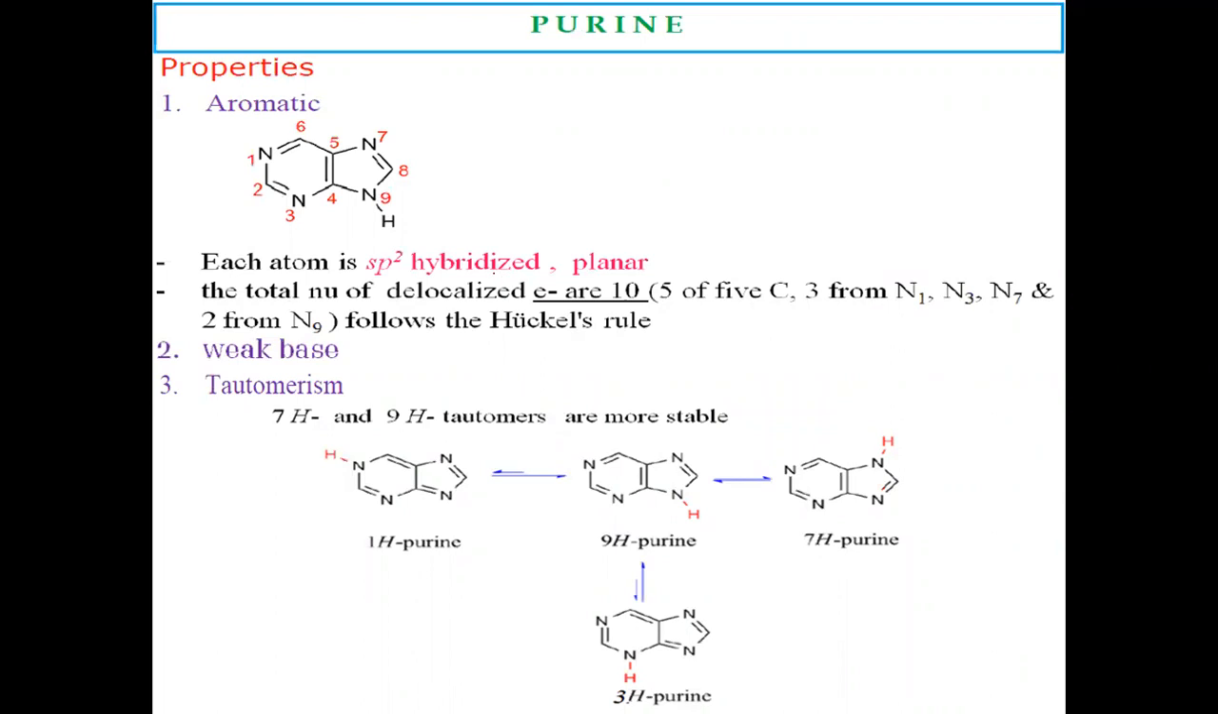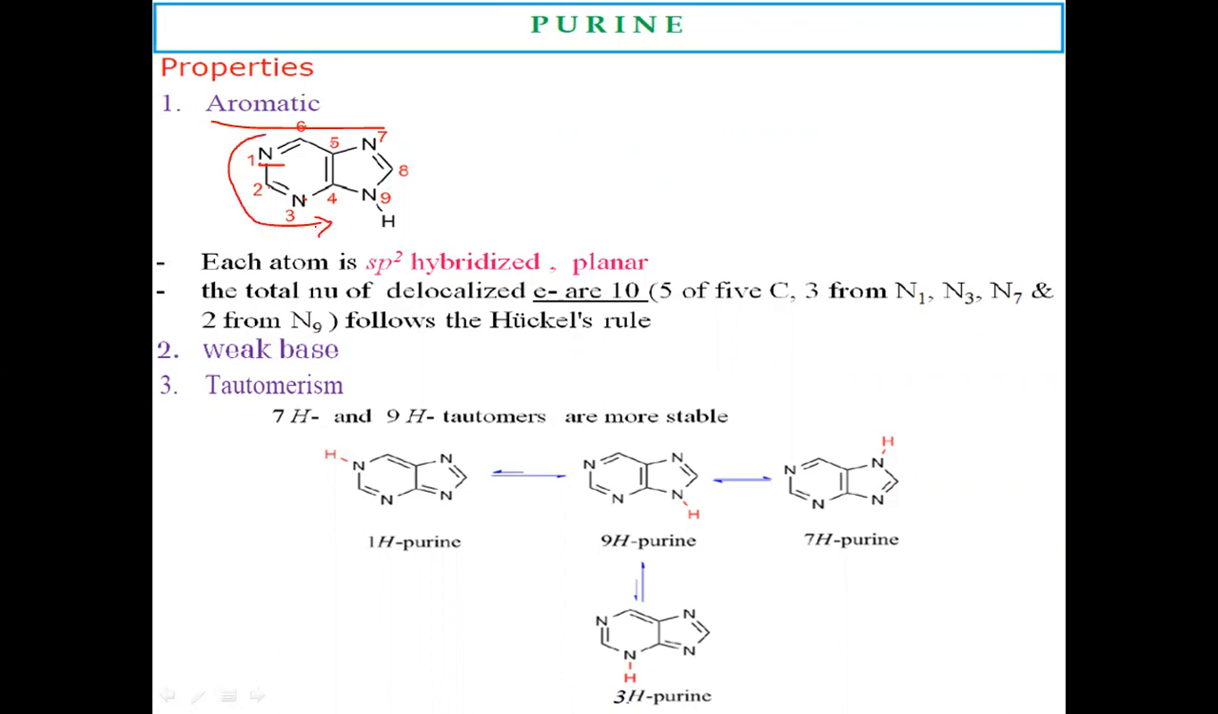The properties of purine are like this. Purine is aromatic in nature. The structure of purine is like that: six-member pyrimidine and five-member imidazole. They fuse together at the junction of the 4 and 5 positions of pyrimidine, and the numbering starts where the pyrimidine nitrogen is present. From the six-member ring the numbering starts. The number starts with this pyrimidine nitrogen first: 1, 2, 3, 4, 5, 6.